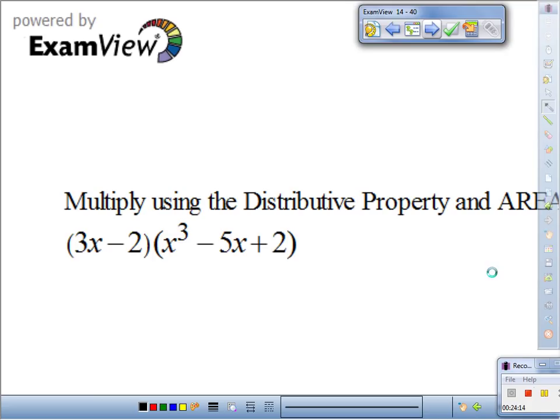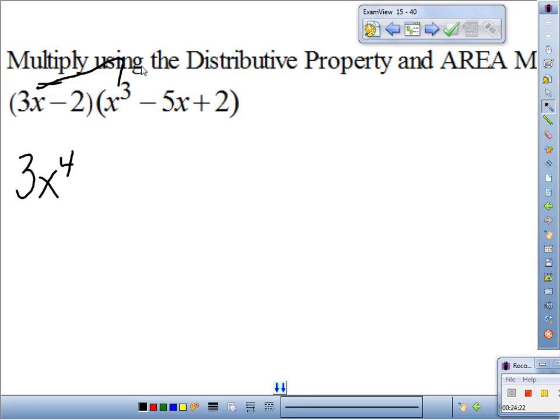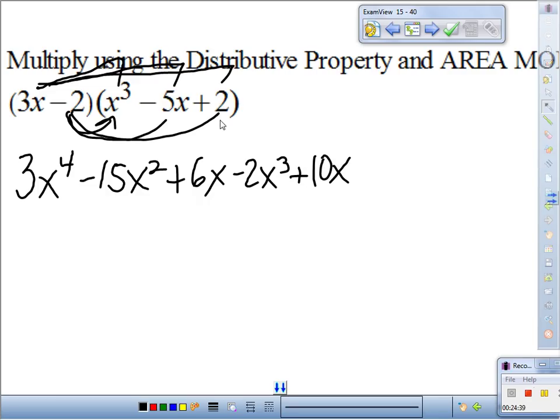Let's do number 15. Very similar. Yes, I love these. Here we go. What is 3x times x to the third? 3x to the fourth. What is 3x times negative 5x? Negative 15x to the second. What is 3x times 2? Positive 6x. What is negative 2 times x to the third? Negative 2x to the third. What is negative 2 times negative 5x? Positive 10x. What is negative 2 times positive 2? That's negative 4.